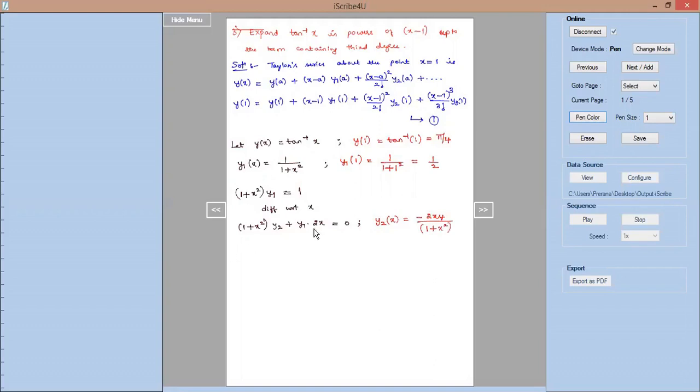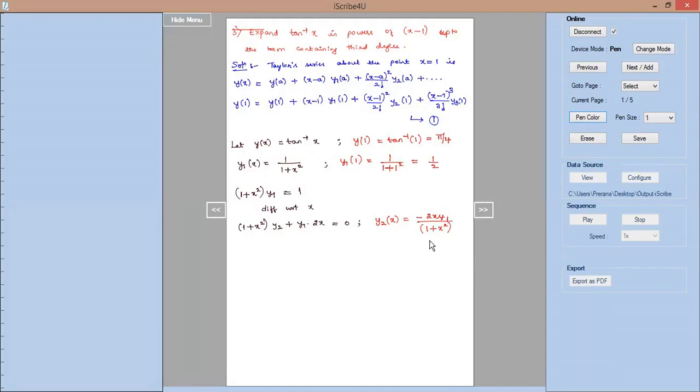This is just shifting the terms. So first we shift 2x y1 to the right hand side. So we have minus 2x y1 to the right hand side, and then we have divided by 1 plus x square. So this is the expression for y2 of x for us.